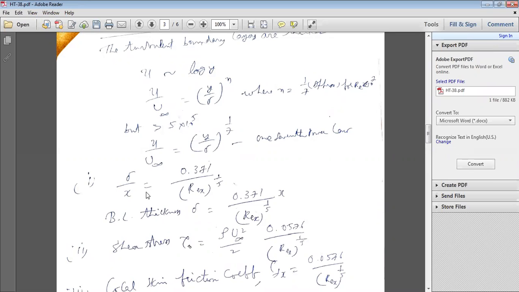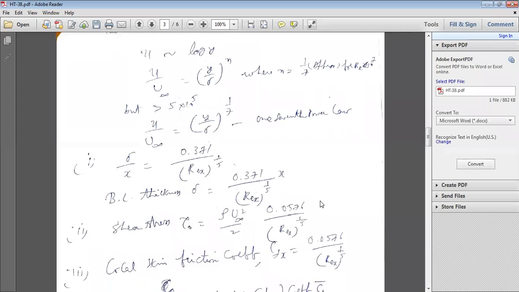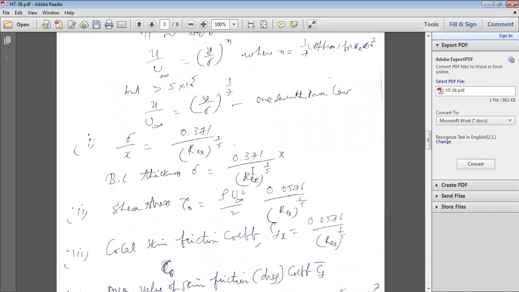So therefore, the boundary layer thickness delta in the turbulent flow is equal to 0.371 into x divided by Rex to the power 1 by 5. So that is the equation for the hydrodynamic boundary layer thickness under turbulent flow. Boundary layer thickness delta is equal to 0.371 into x divided by Rex to the power 1 by 5.